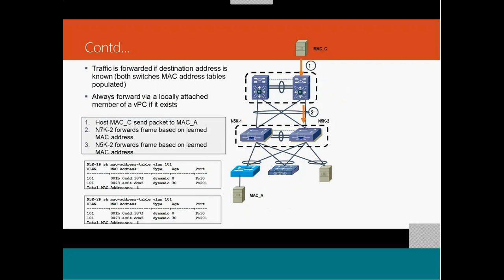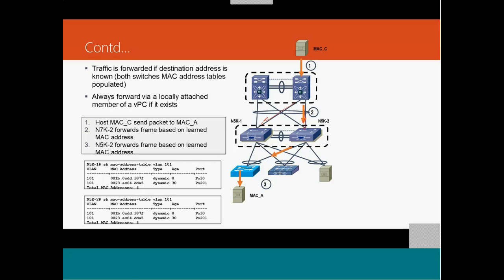N7K2 forwards the frame based on the learned MAC address. Now understand this: the traffic is forwarded if the destination address is known, right? So it is not necessary that it forwards on the same link on which the packet arrived. It can send it directly to the other link. It is independent of choosing the link. It can choose any link to forward the frame. So in this case, it has chosen the link towards the N5K2.